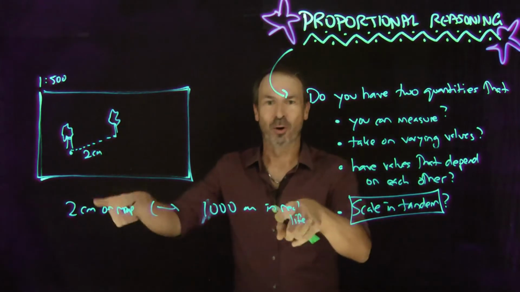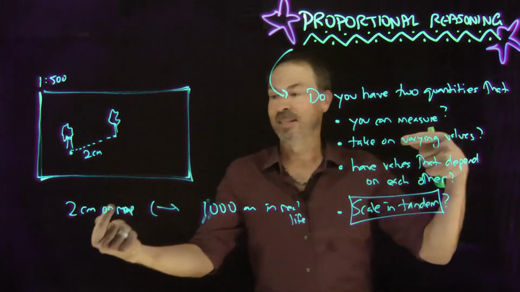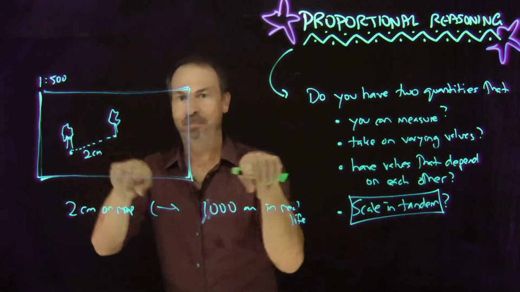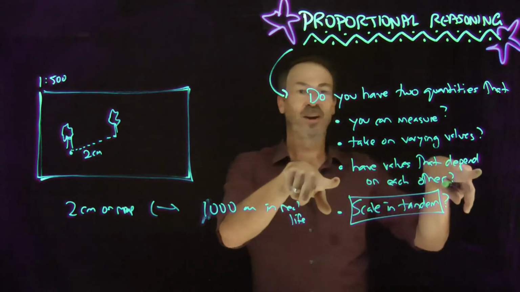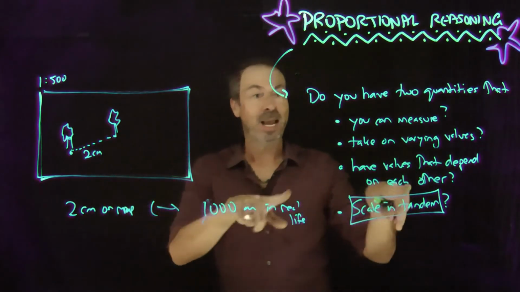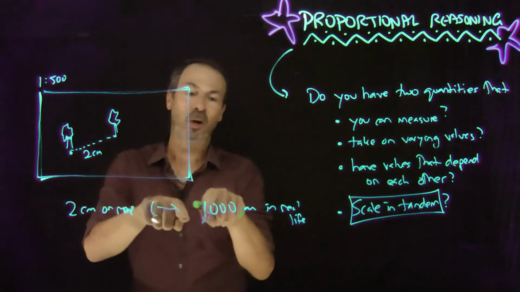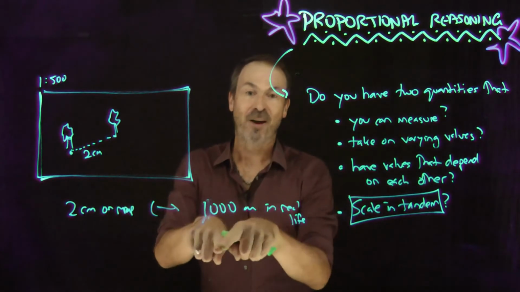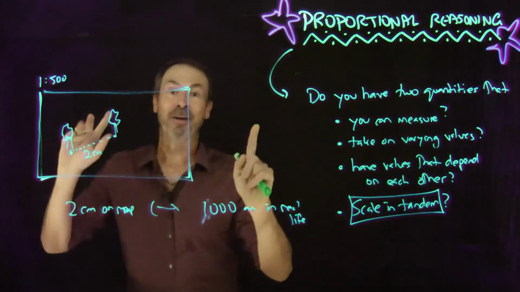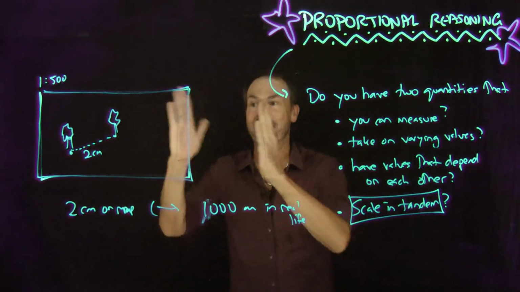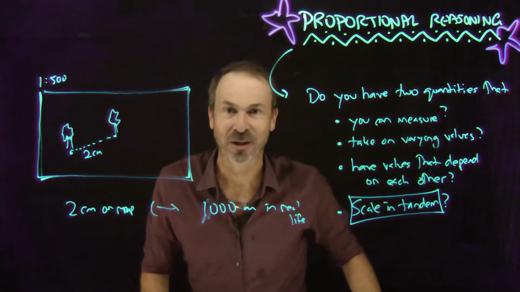Yes, they're the two quantities. Can I measure them? Yep, centimeters on a map, centimeters in real life. Do they take on varying values? Yep, different distance on the map, different distance in real life. Do they have values that depend on each other? You bet they depend on each other. And do they scale in tandem? Why, yes. If I double the distance on the map, that corresponds to doubling the distance in real life. If I double the distance in real life, it corresponds to doubling the distance on the map. They're scaling in tandem. Bingo. Scaled drawings are another scenario that leads to a proportional relationship.